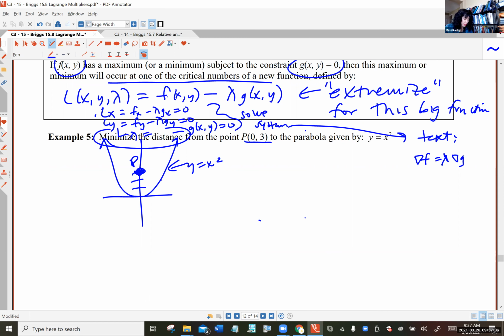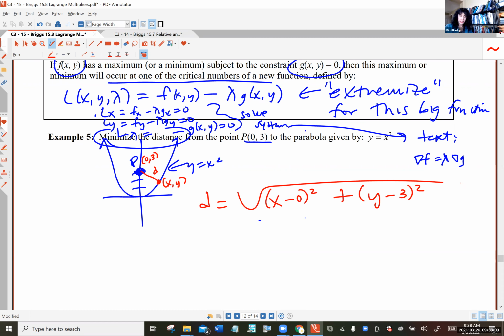Now I don't know where the point is. Let's say it looks like it might be here. So I'll just give it coordinates x, y. So what's this minimum distance here? Where P has coordinates 0, 3. So you're just going to do the same thing as before. Use your distance formula, and you're going to take the difference between the x coordinates and square it, and then add that to the difference of the y coordinates and square it.